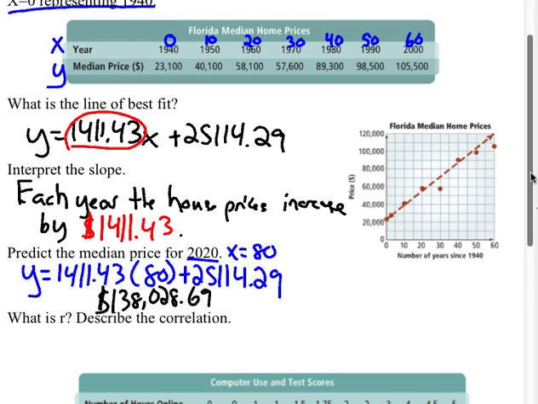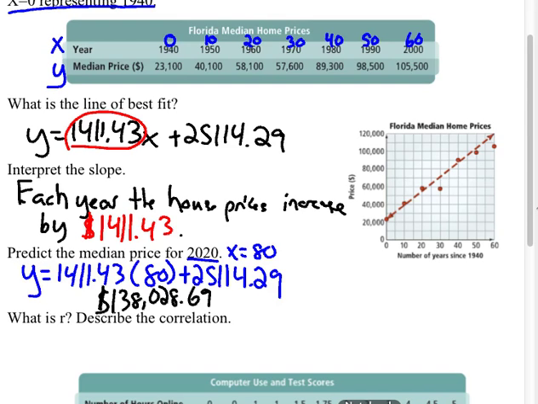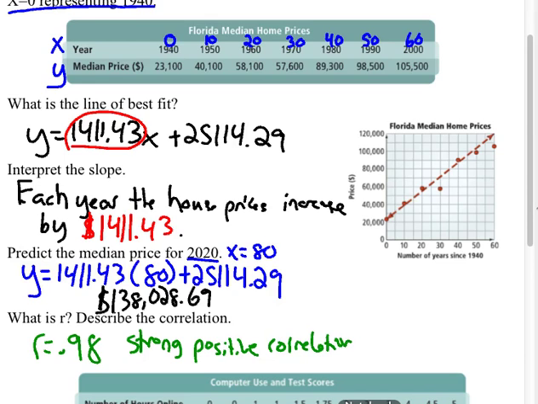Then the final piece, what about R? Okay, so my correlation coefficient this time is about 0.98. All right, so super strong, right? This is even stronger than the last one and still positive. So this is a strong positive correlation.